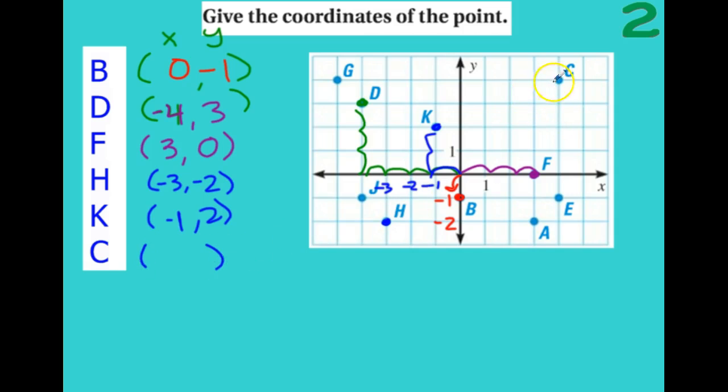And our last point that we're going to look at is point C. To get there, x first, 1, 2, 3, 4, and then y up 1, 2, 3, 4. Whoa, that was not very even. But you should be able to get the idea. 1, 2, 3, 4. Positive 4.